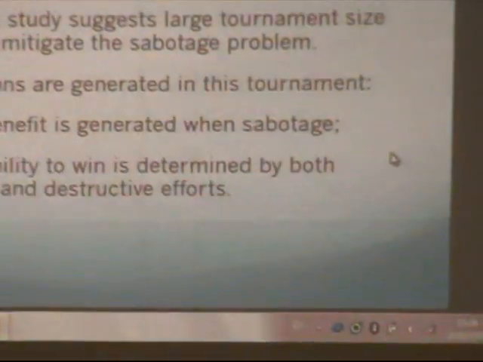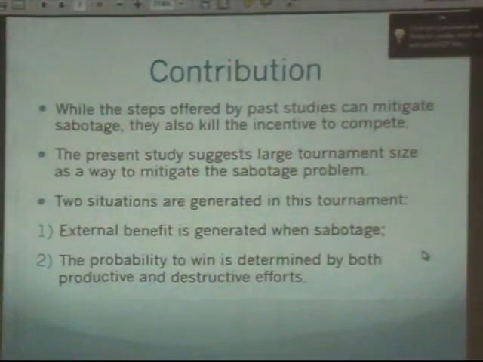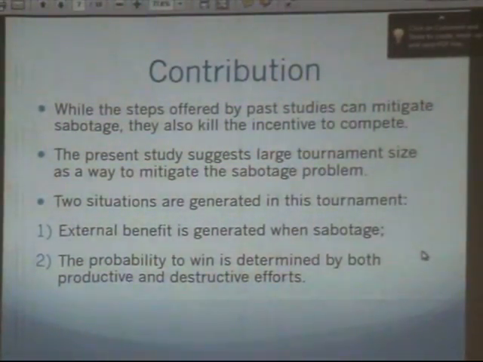The present study suggests that a larger tournament size can mitigate the sabotage problem, at the same time not reducing the incentive to compete. So in the design of my analysis, I use larger tournament sizes, because in the past literature only 2 competitors are involved in the tournament. So I enlarge the tournament to involve 3 and 4 players. When the tournament size is larger than 2, it creates these 2 phenomena.